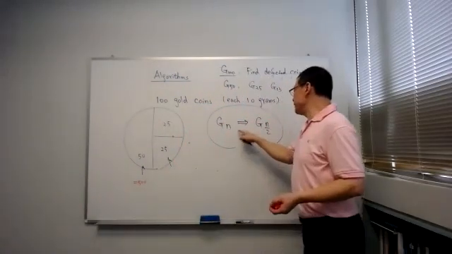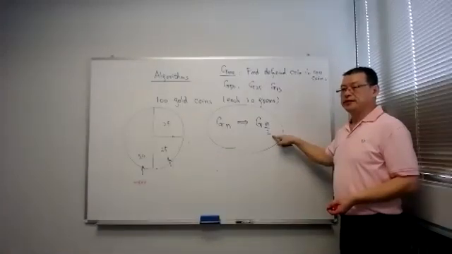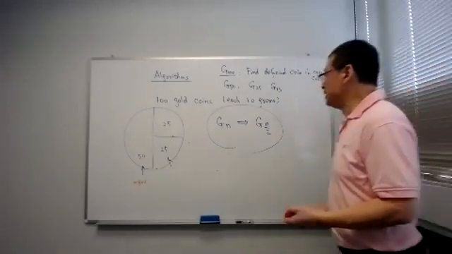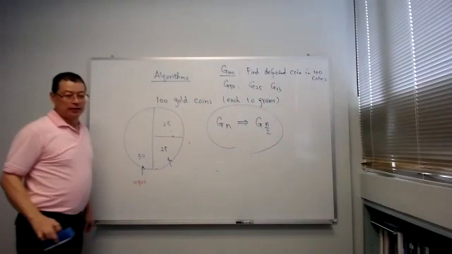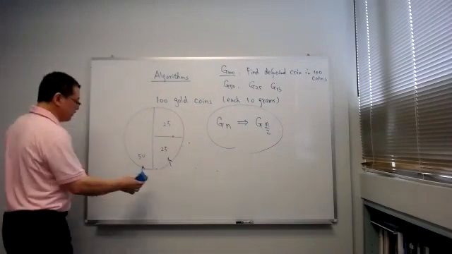Connection is between Gn and Gn over 2. All right. Okay. So that's a kind of toy problem actually for us, for computer science. It's a kind of toy problem.